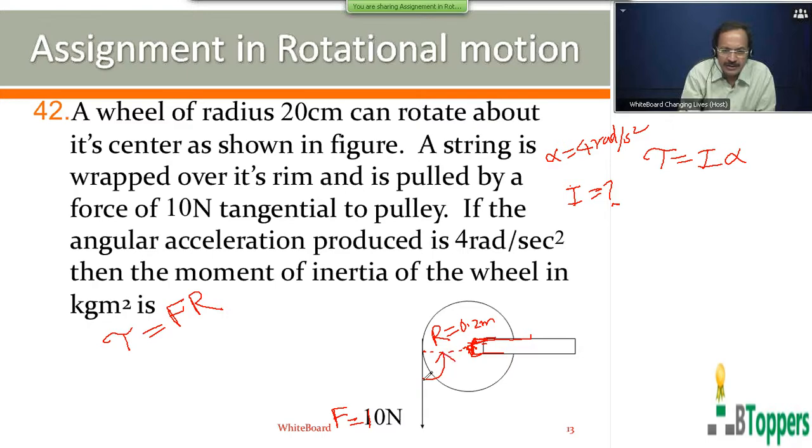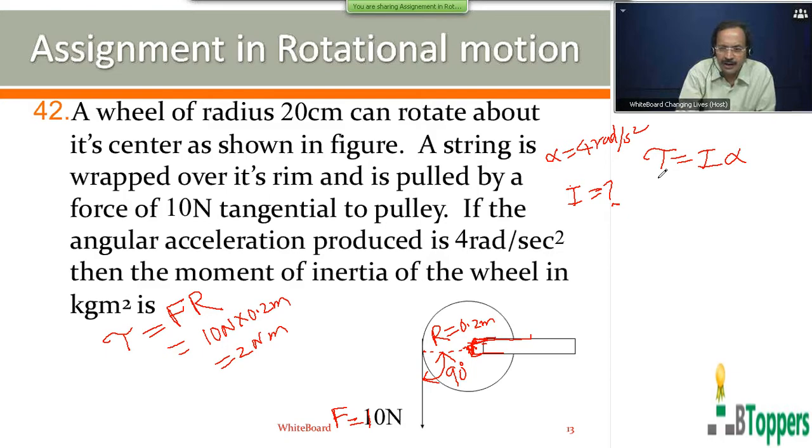The perpendicular distance of the line of action of the tangential force applied on the wheel from the horizontal axis passing through the center of the wheel is the same as the radius of the wheel. So, the magnitude of torque you can write as F into R, equal to 0.8. So, the torque is 2 Newton meter.